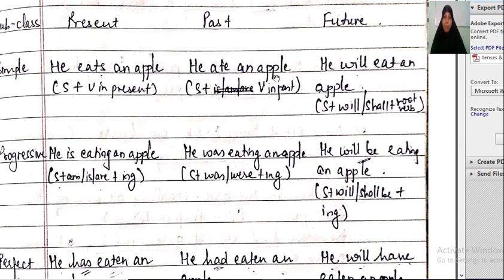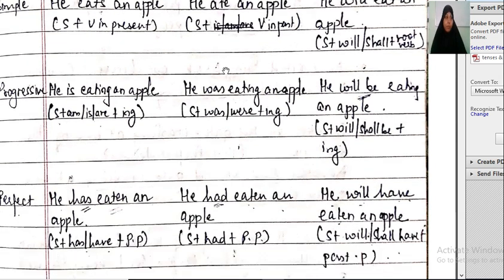He ate an apple. Understood? You have to write the past tense of the verb here. It is simple, so no other changes, only change the verb into past. After that, past progressive tense.